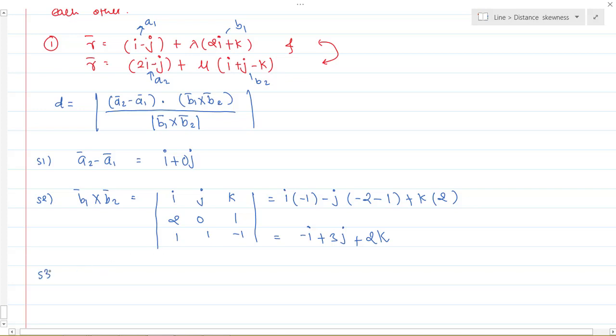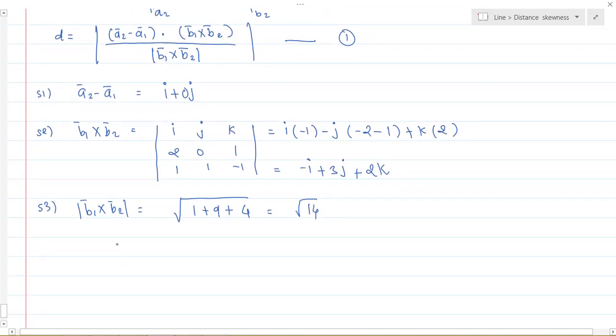Step 3 is to find the magnitude of b1 bar cross b2 bar, which is nothing but the root of the sum of squares: minus 1 squared becomes 1, 3 squared is 9, 2 squared is 4, which is equal to root of 14. Okay, so we have these values.